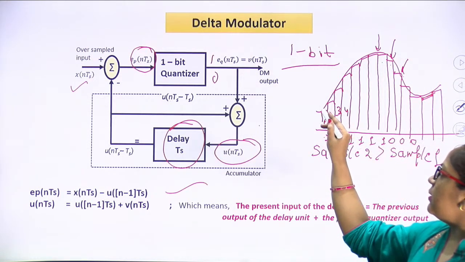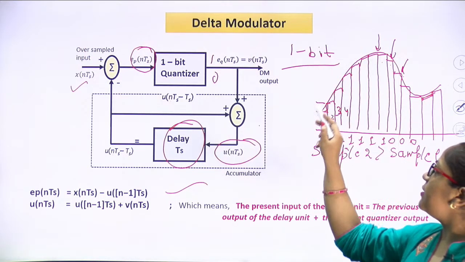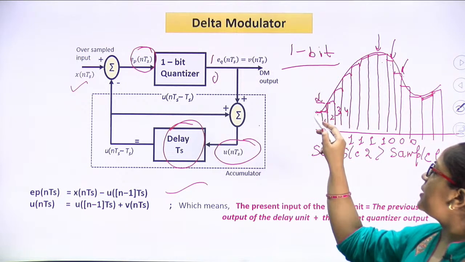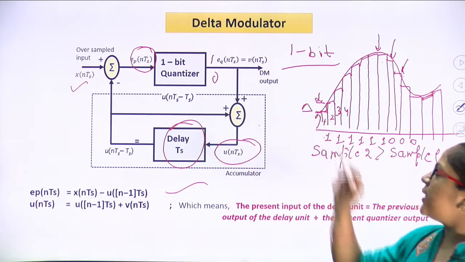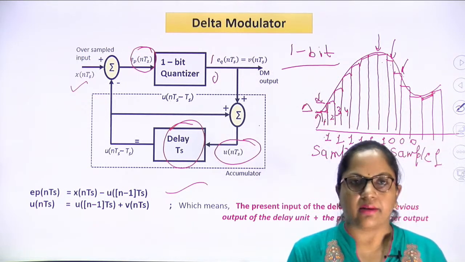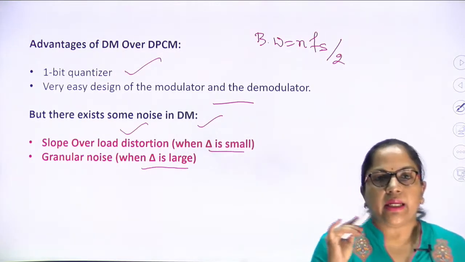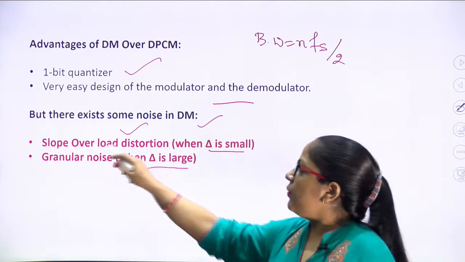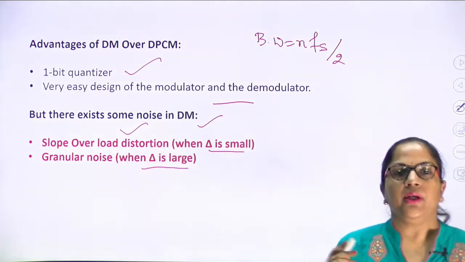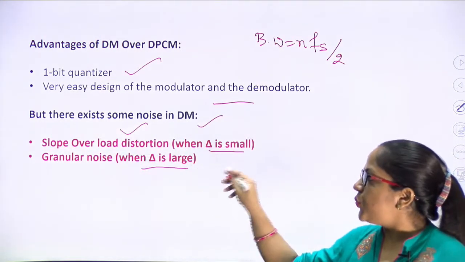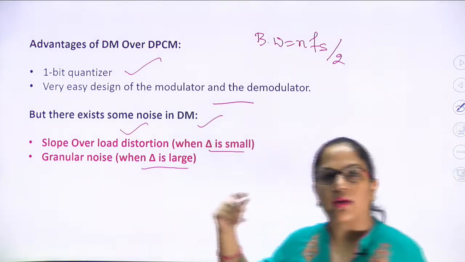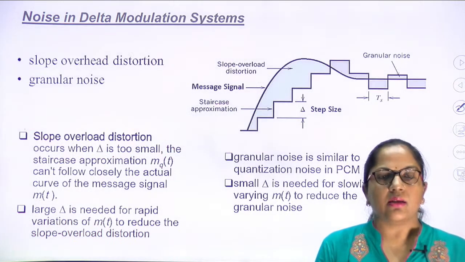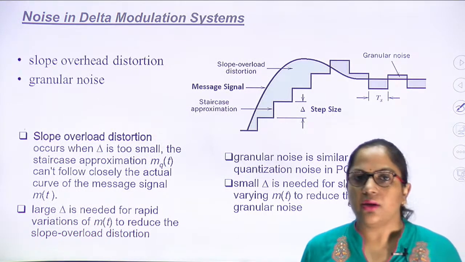So this increment in the sample value, this difference, is called the step size. This step size we fix in the starting. If we take this step size too small, then slope overload distortion may occur. If we consider this step size too large, then granular noise may occur. Now what is this slope overload and granular noise?